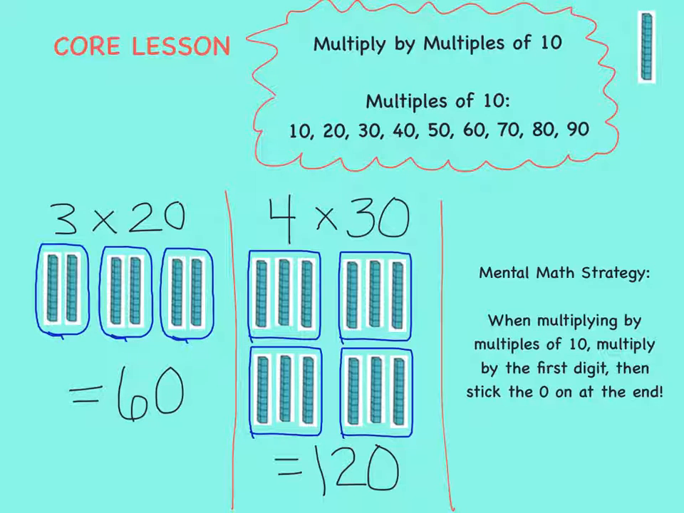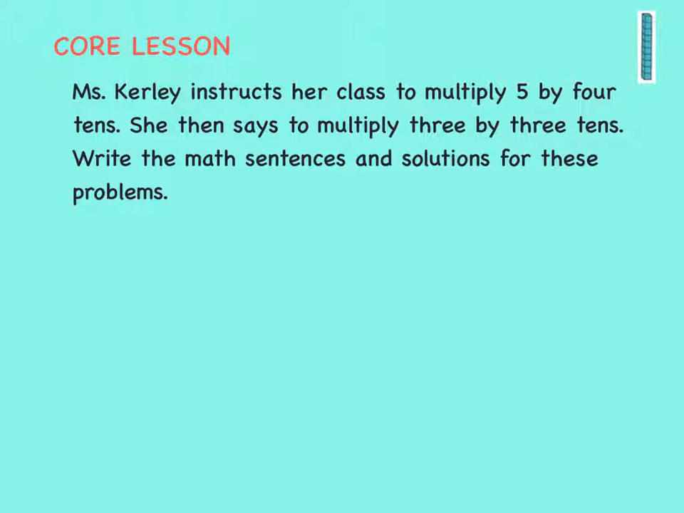When multiplying by multiples of 10, multiply by the first digit, then stick the 0 on at the end. Miss Curley instructs her class to multiply 5 by 4 tens. She then says to multiply 3 by 3 tens. Write the math sentences and solutions for these problems.